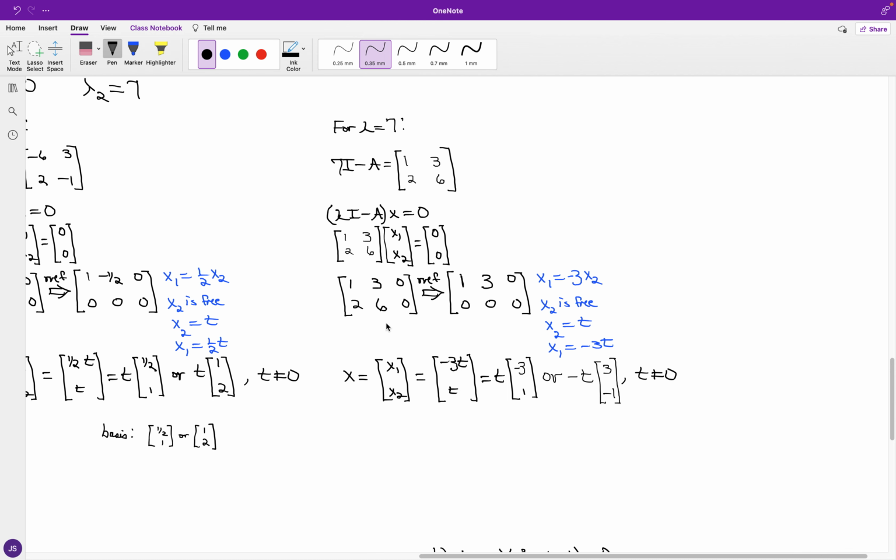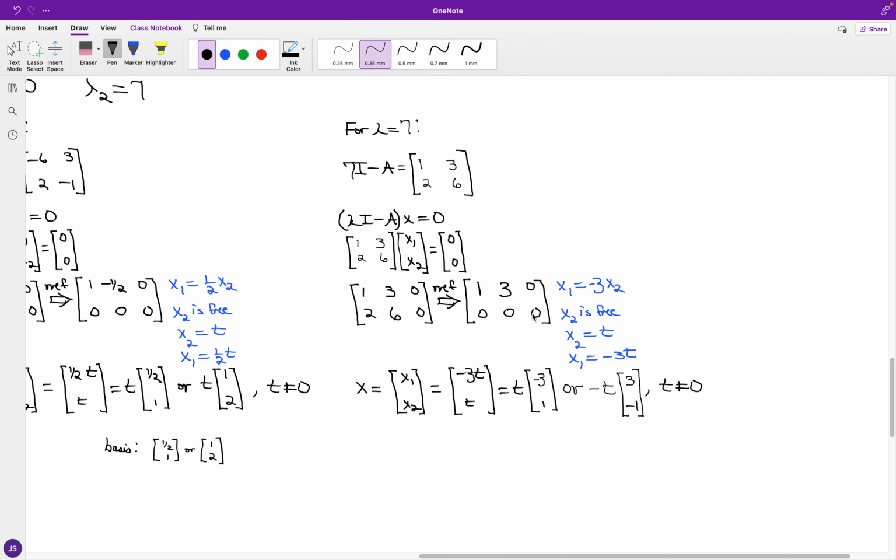And in augmented matrix terms, you have 1, 3, 0, 2, 6, 0. The reduced row echelon form comes out to 1, 3, 0 across, and we have zeros in the second row. So x2 is going to be a free variable, so x2 is equal to t. And from the top row, x1 is equal to negative 3 times x2. This leads to x1 is equal to negative 3t.